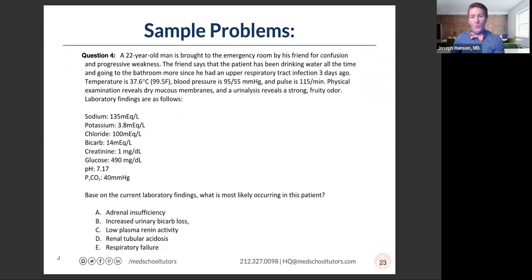So Winter's formula is 1.5 times bicarb plus 8. Our bicarb is 14. So 1.5 times 14 is 21. And 21 plus 8 would be 29. Now there's a wiggle factor, plus or minus 2, which means 29 minus 2 is 27, 29 plus 2 is 31. Winter's formula gives you a range for CO2, 27 to 31. The CO2 is 40. What does that mean? If our CO2 is substantially higher than it's supposed to be, what else do we have in this patient?